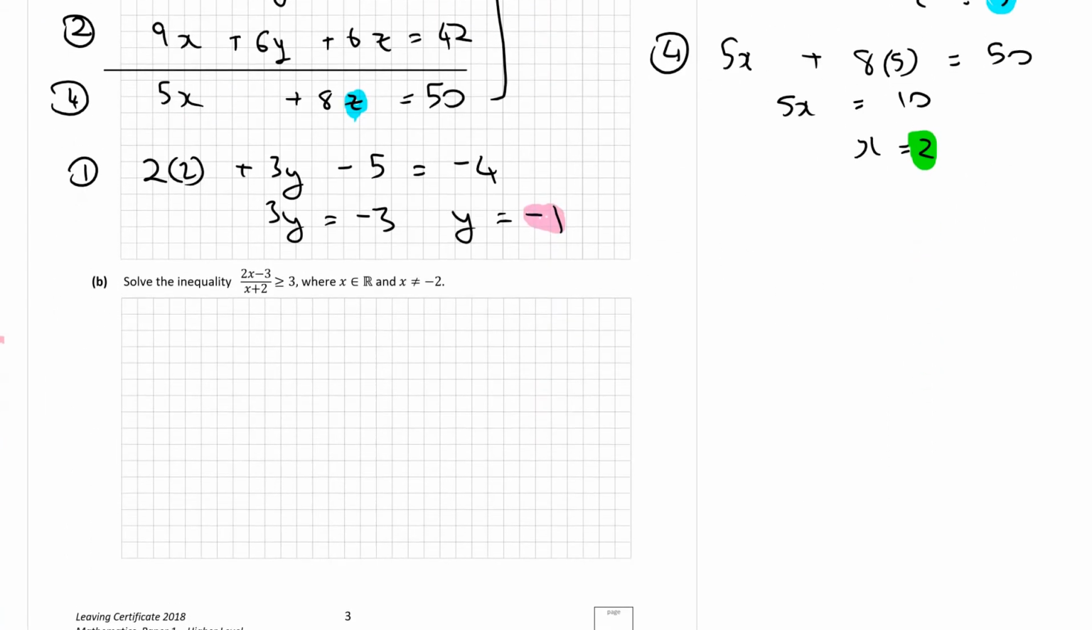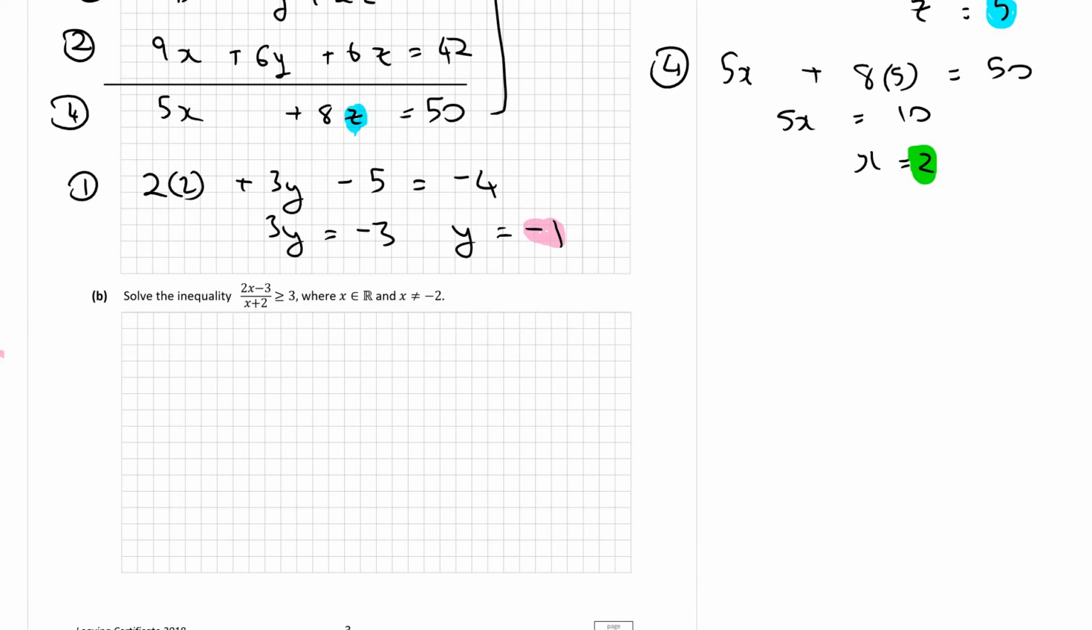So the next question, solve the inequality. Okay, so we've got an inequality here. The thing about the inequality is generally with a fraction, if that was 2x minus 3 divided by x plus 2 is equal to 3, I could simply multiply everything by x plus 2. But with an inequality, we don't know whether that x plus 2 term is going to be positive or negative. And if it was negative and I multiplied the entire thing by x plus 2, I'd have to change the sign of the inequality or reverse it. Okay, if it was positive, I wouldn't.